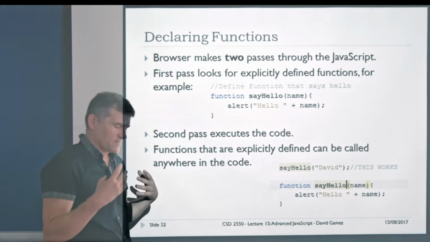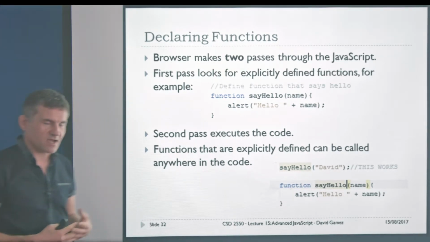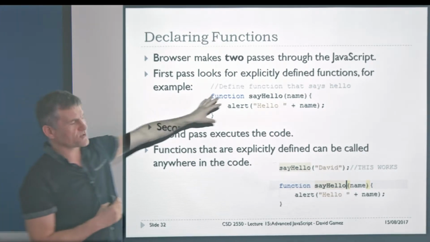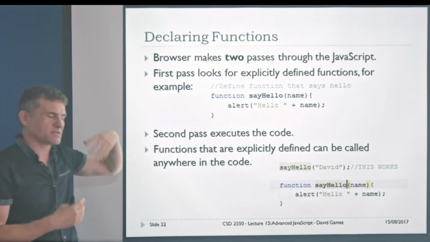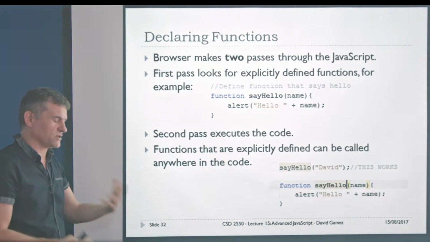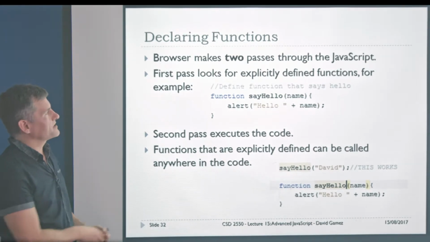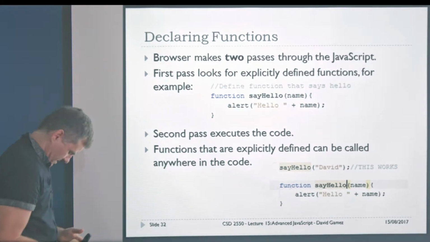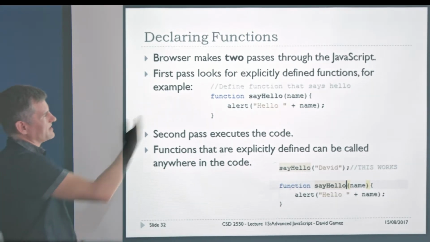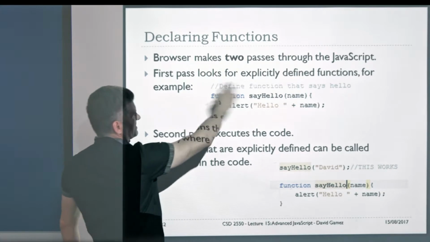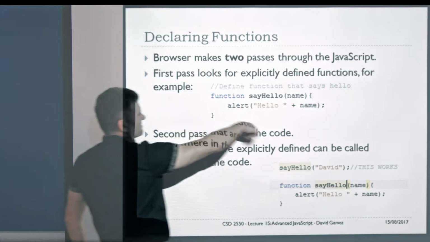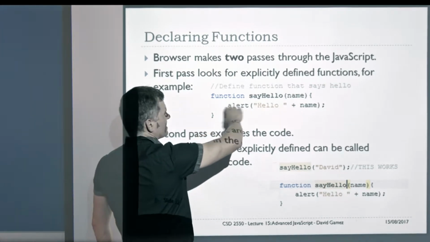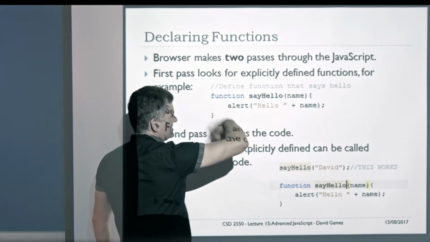Now when you're writing your code, when you declare functions in the ordinary way, you don't have to worry about the order in which you're writing things, because the browser's making two passes through the JavaScript. The first pass is looking for explicitly defined functions. The browser will do a quick whip through all the JavaScript. I imagine Node does the same, and it'll look for things that are defined in this kind of way, right?